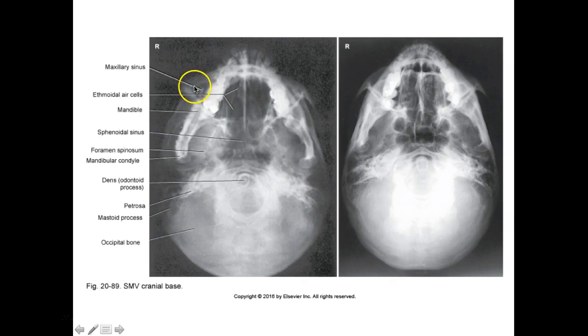So here is your maxillary sinus, and we have the ethmoid air cells here. This is your mandible, so this is your gonions here. So this is your angle of your mandible or condyle. And what I want you to know here is the sphenoid sinus, so ethmoid and sphenoid. And this is your dens or odontoid process. Pars petrosa, or your petrous ridges, mastoid air cells, and this is your occipital bone with your foramen magnum right in here. Okay, so you can actually see your zygomatic arches here. So you're going to do this view for those in addition.